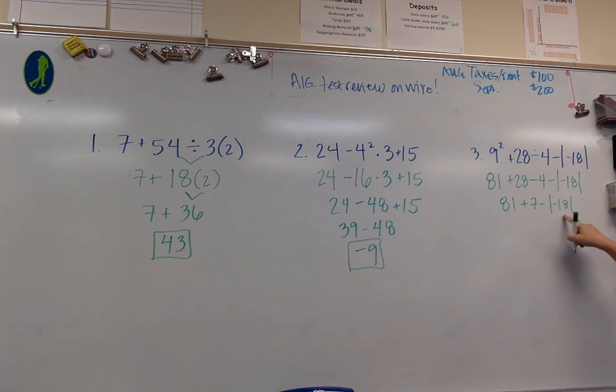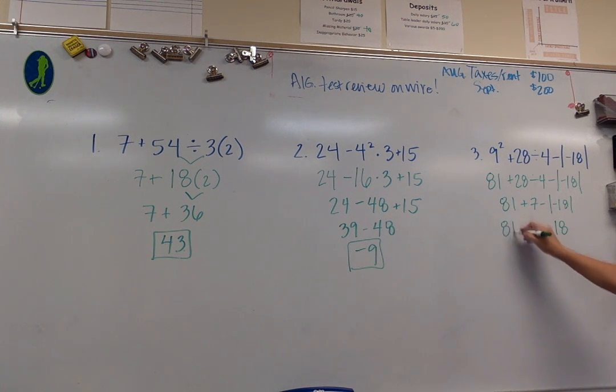I know the absolute value of negative 18 is 18, but I bring down this negative in front of it, and I start with 81 plus 7 minus 18. The commutative property says I can add any way I want, as long as my signs stay the same. So 81 plus 7 is 88. 88 minus 18 is going to give me positive 70.